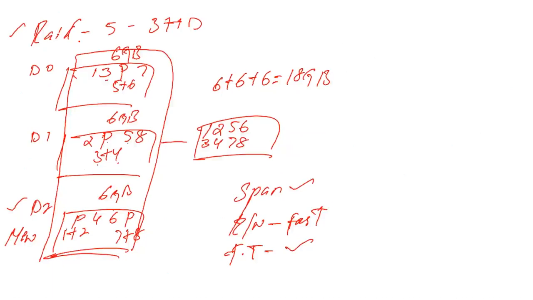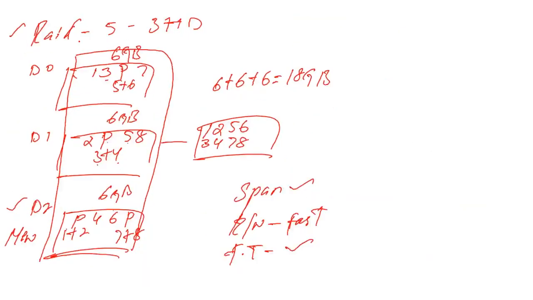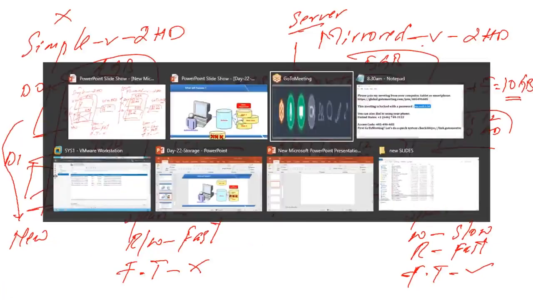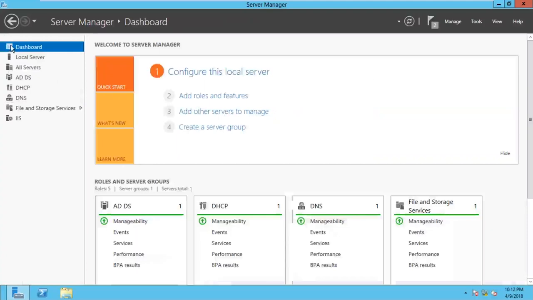So we'll do one thing by using storage pools. We have to create some storage pools first. Then by using storage pool 1, we'll go for the simple volume. By storage pool 2, we'll go for mirror. By using storage pool 3, we'll go for RAID 5. So please write down: creating storage pools.